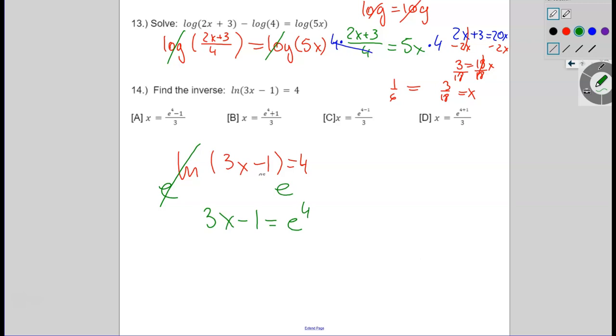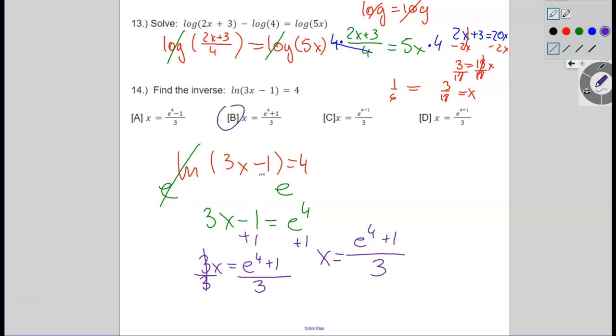And now I'm just solving for x, so I got to move the 1. I'm going to add 1 first, which leaves me with 3x equals e to the 4th plus 1. Again, this 1 does not belong to the exponent of 4, just to the side. And then divide the entire equation by 3. So x should equal e to the 4th plus 1, now divided by 3. So answer B.